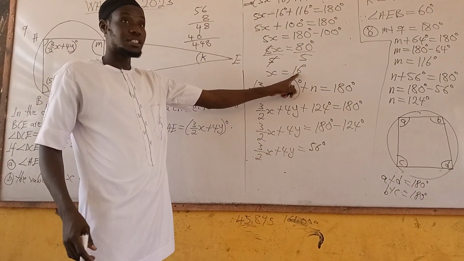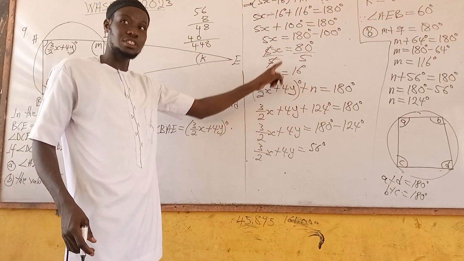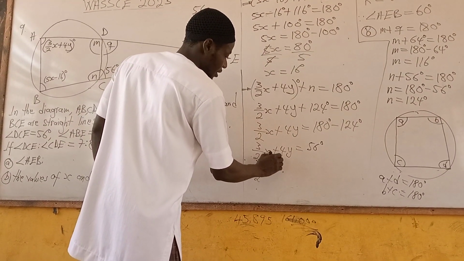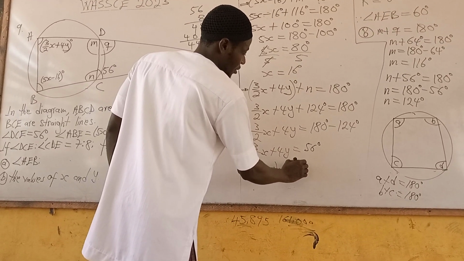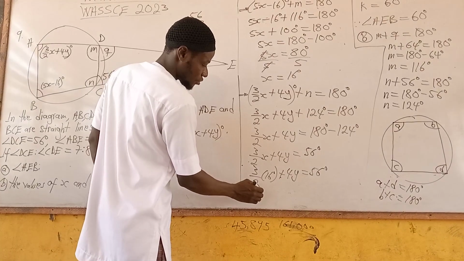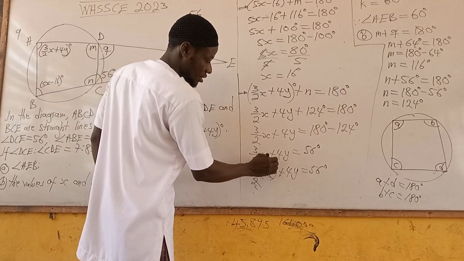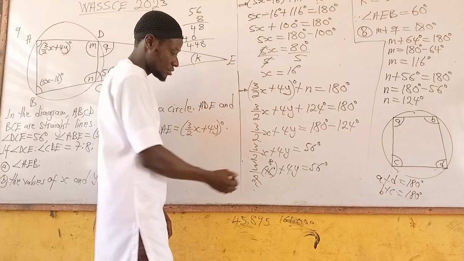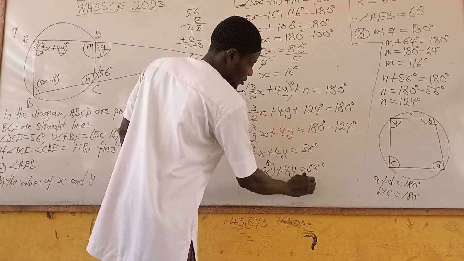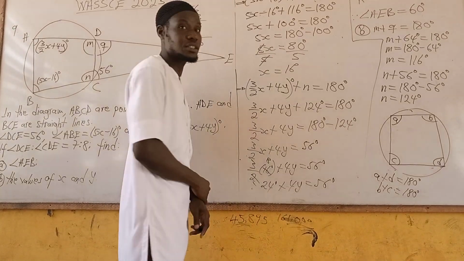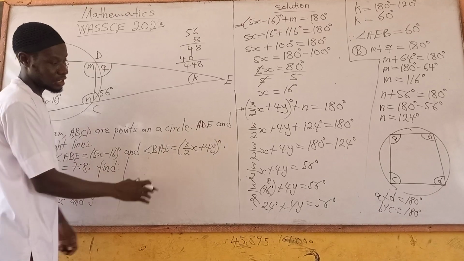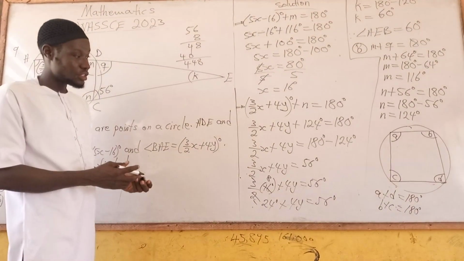But we know that our x is 16 degrees, so when you see x, put 16 degrees there. So we have 3 divided by 2 times 16 degrees plus 4y is equal to 56 degrees. 2 into 16 will give you 8. So 3 times 8, 24 degrees plus 4y is equal to 56 degrees. So let's complete it here.